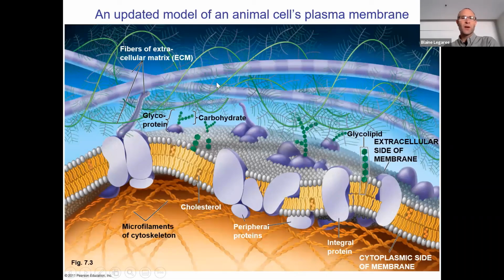We are going to talk about these other things. We can see on the bottom, I have the cytoskeleton, that's topic 7. On the outside of the cell, we have an extracellular matrix. We're going to talk about that next day, and also cell walls.